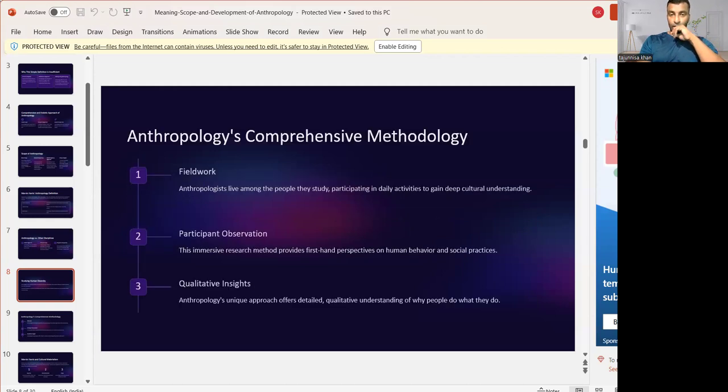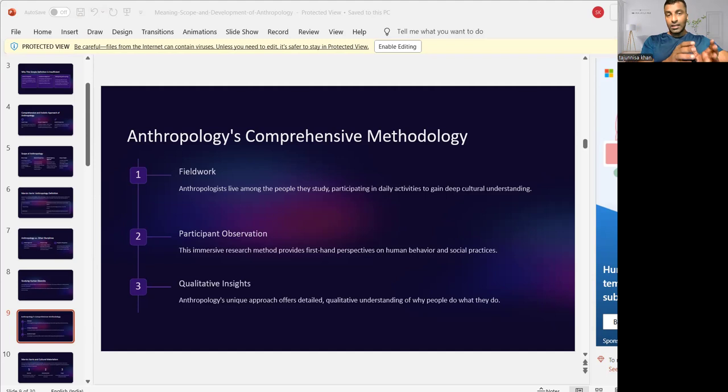Okay. So let's get started with anthropology's comprehensive methodology. That's what the next slide is all about. So if you see, anthropologists use a range of methods to study humans. There will be fieldwork, which is going to be the most important one. And in that also, participant observation is very important. We discussed this, the immersive methods, right? So the researcher goes to the place where he wants to conduct the research, and he gets himself immersed into the society, and then he conducts the research.